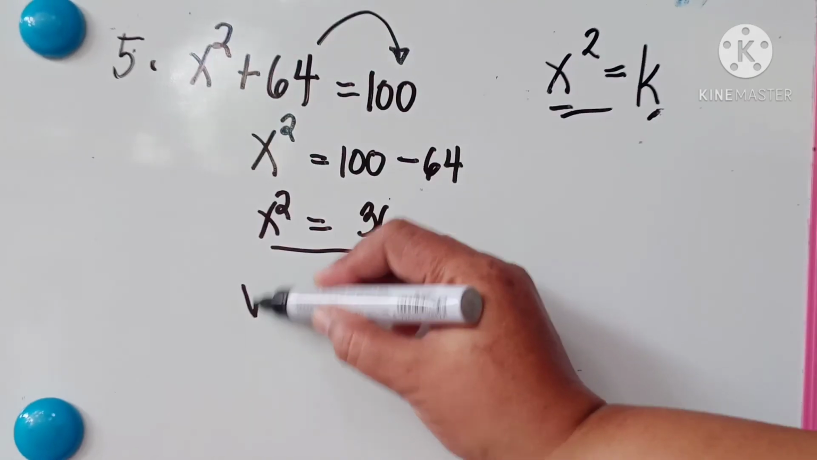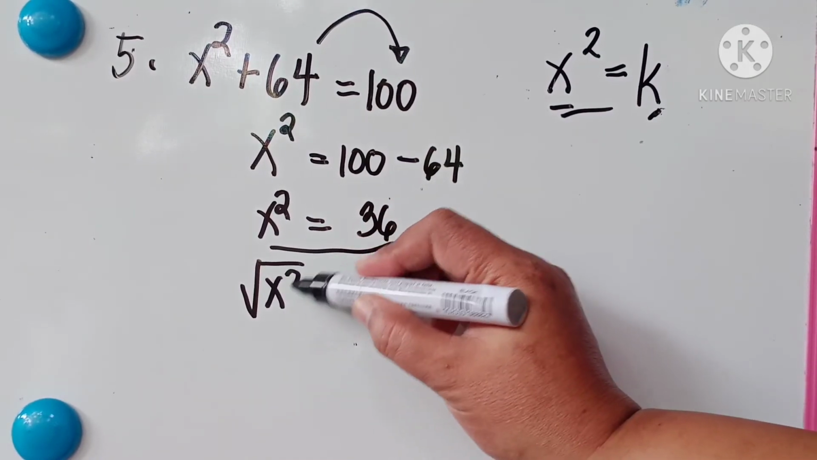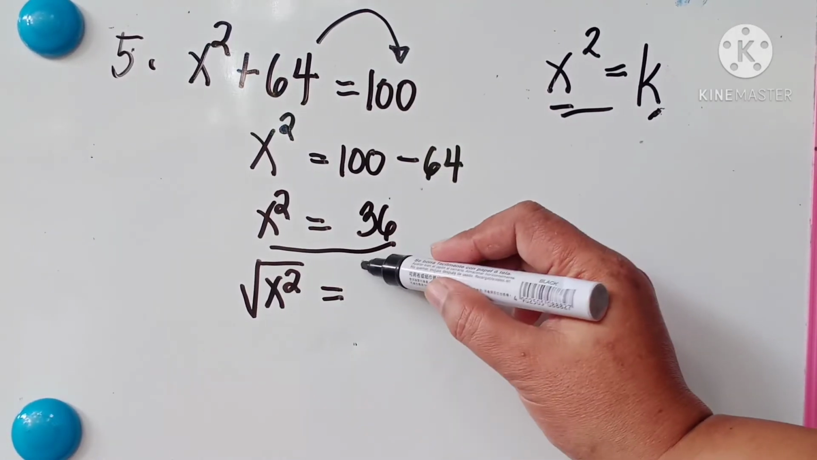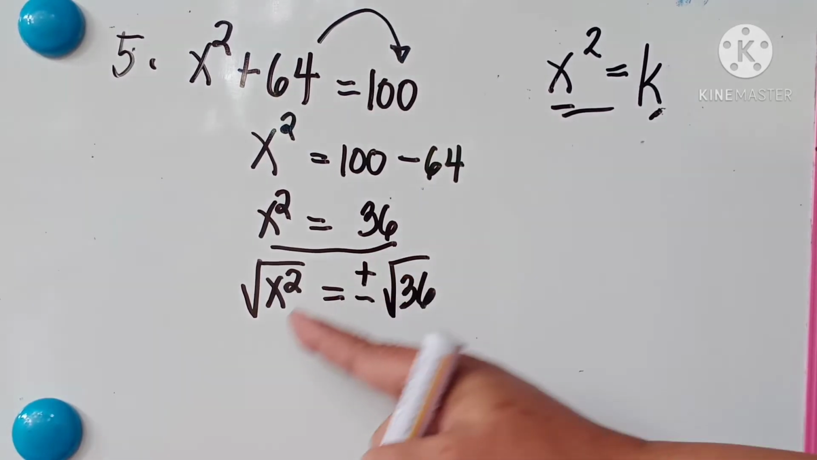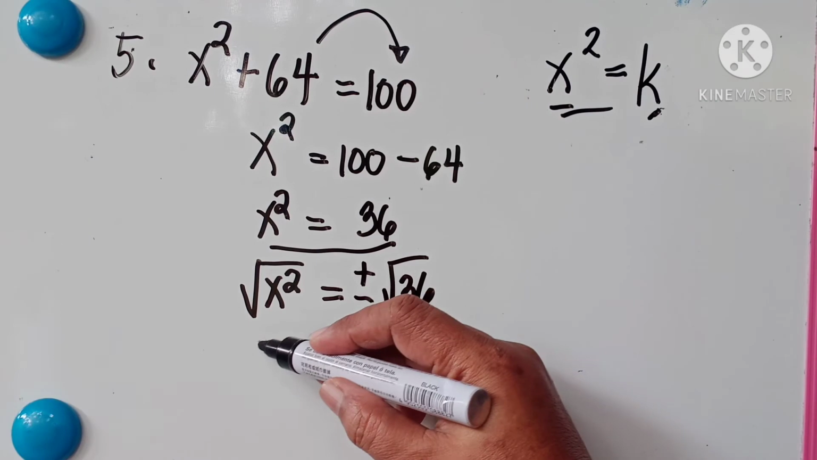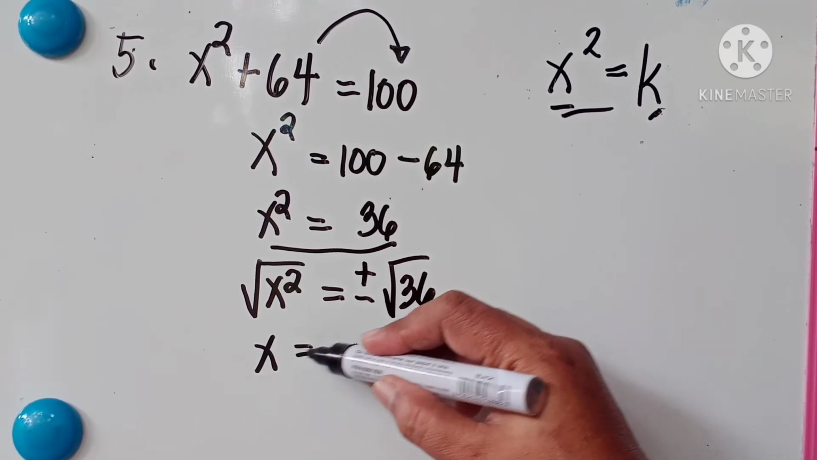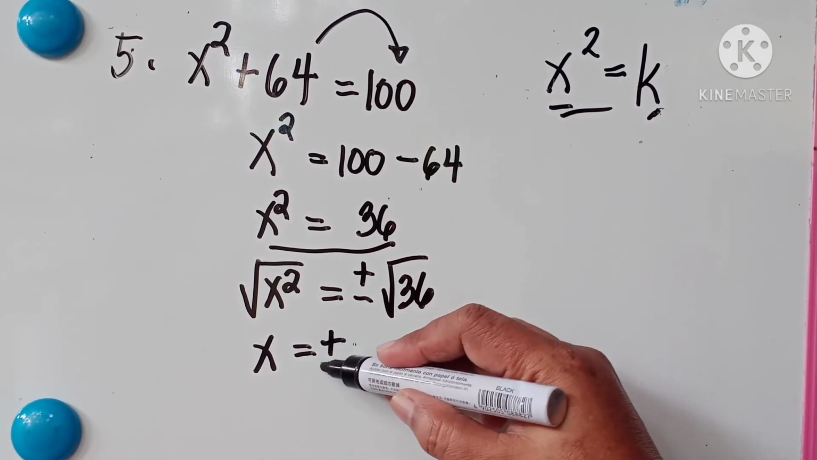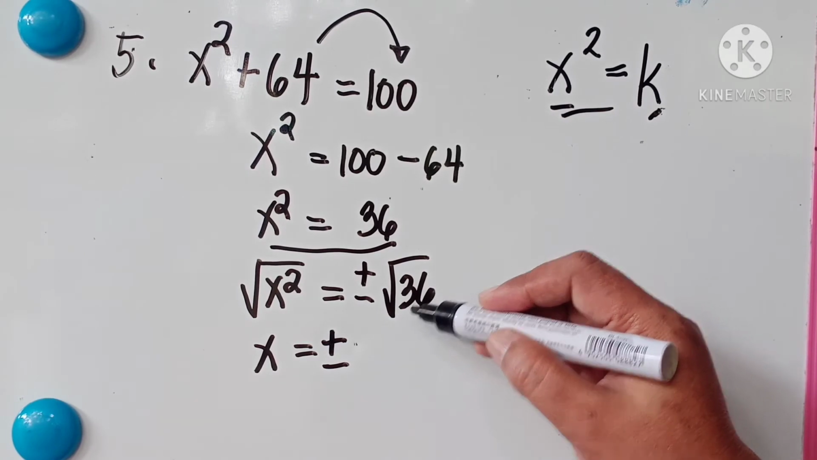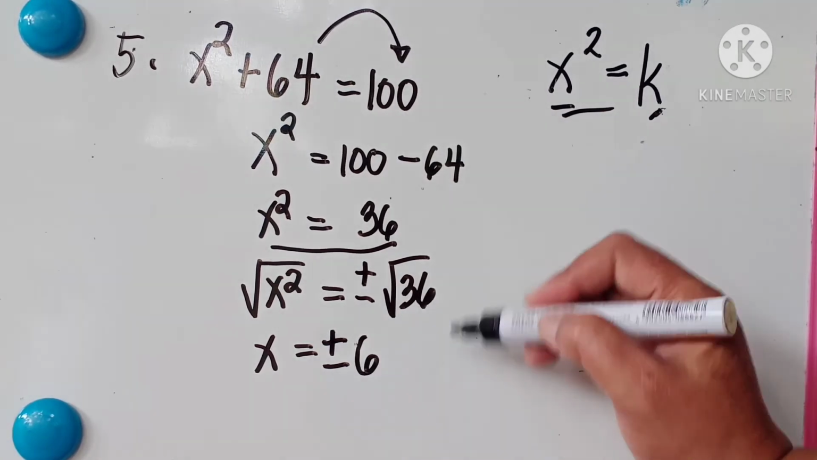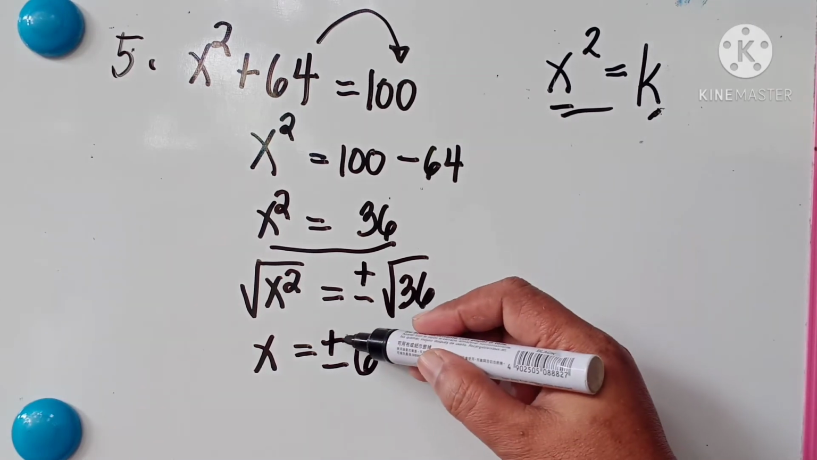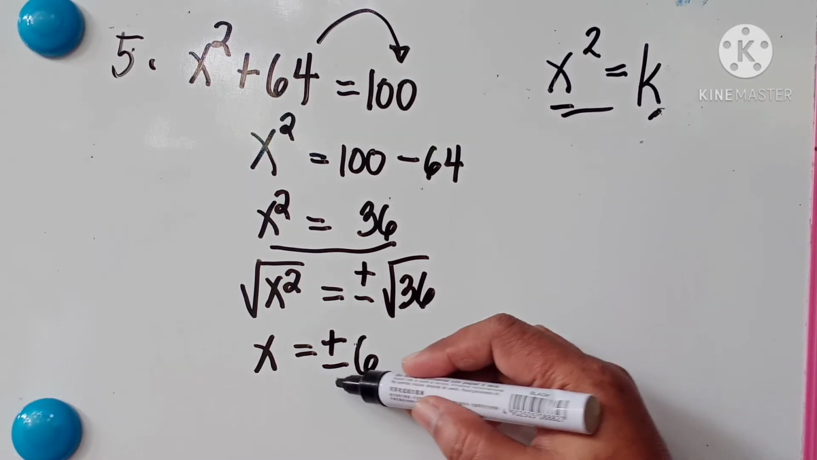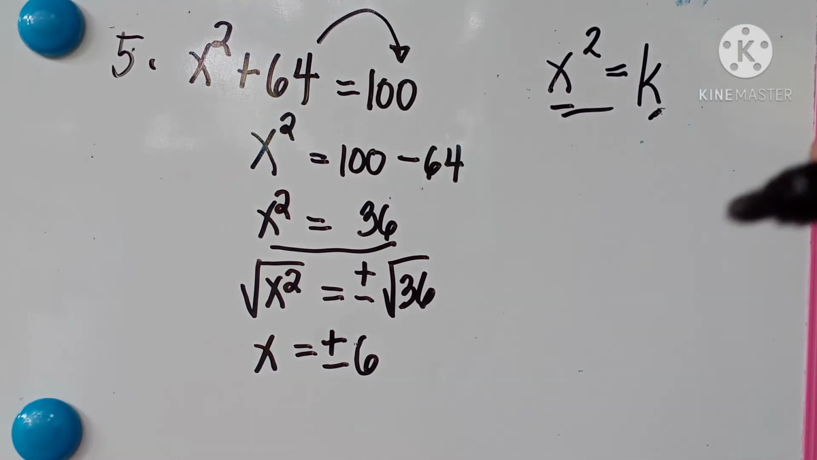So, extract the square roots on both sides of the equation. Ayan. So, we have square root of x squared is x, then equal to positive negative square root of 36 is 6. So, x now is either positive 6 or negative 6.